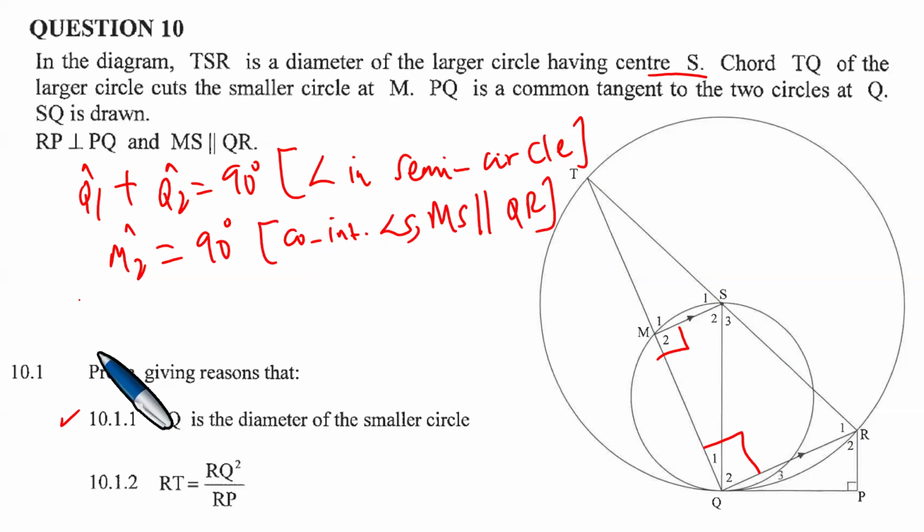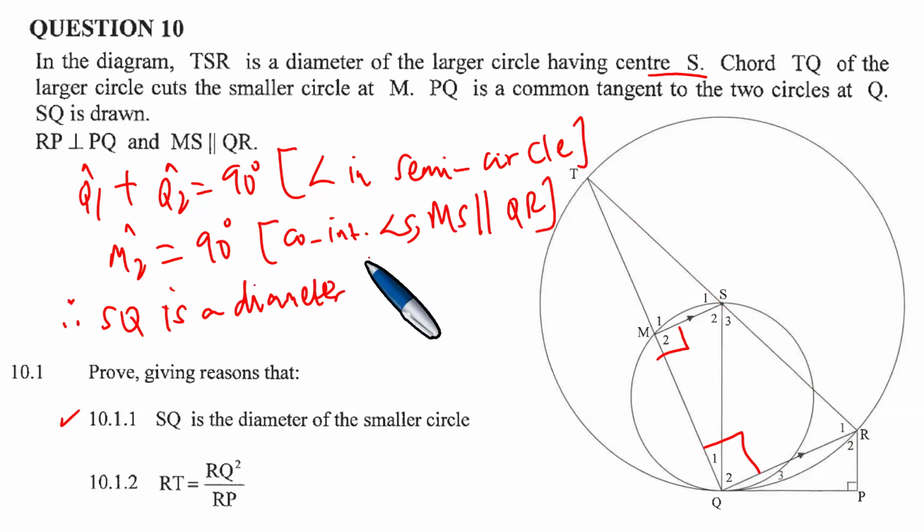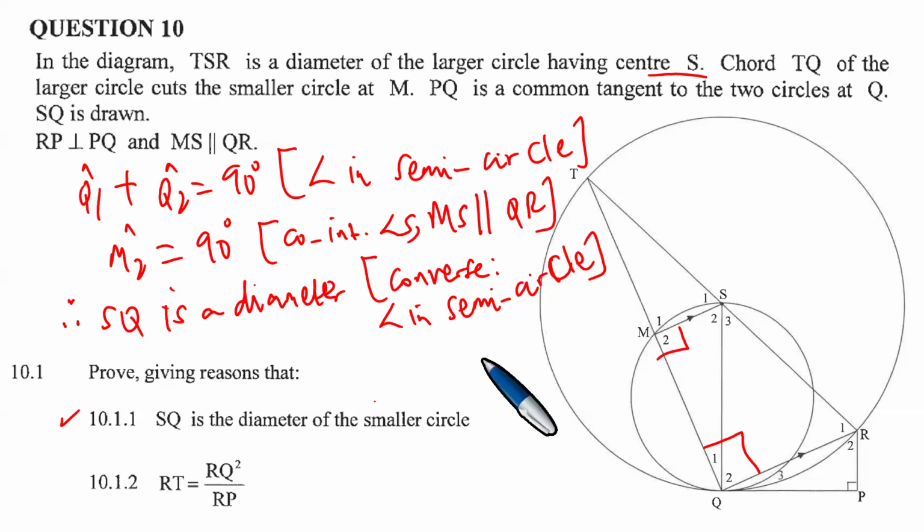Then, therefore, SQ is a what? It's a diameter. Why is SQ a diameter? Converse angle in semicircle. Converse angle in semicircle. Any question? No, sir. No question. Right, we move on.